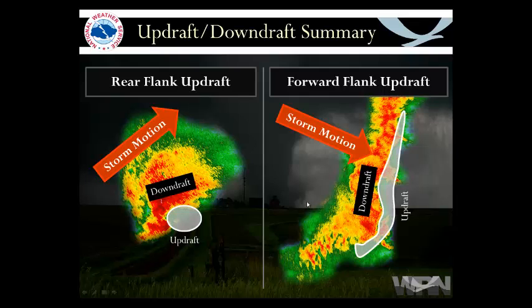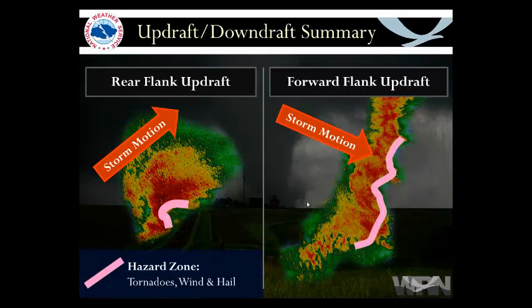Now remember, we noted before that the most probable location of active severe weather, it could be large hail or a wall cloud or even tornado, is near the updraft downdraft interface. So you can see where these updraft and downdraft locations are, and we'll progress forward and highlight in pink. That's the hazard zone between the updrafts and the downdrafts, and that's where tornadoes, wind, and large hail can form.